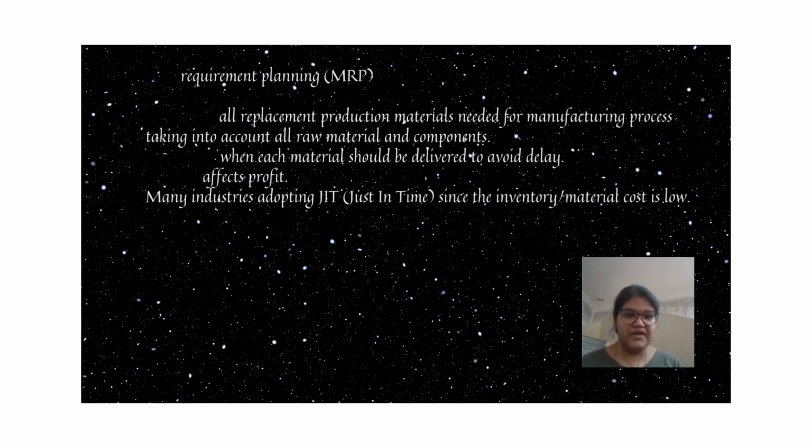We'll look into the types now. The first one is material requirement planning (MRP). It is managing all replacement production materials needed for the manufacturing process. When you're doing this, we also take into account all the raw material and the components that are being used. This has something called scheduling, when each material should be delivered to avoid delay. So in this type, we have a schedule where this material is supposed to be delivered at this time in order to avoid the delay.